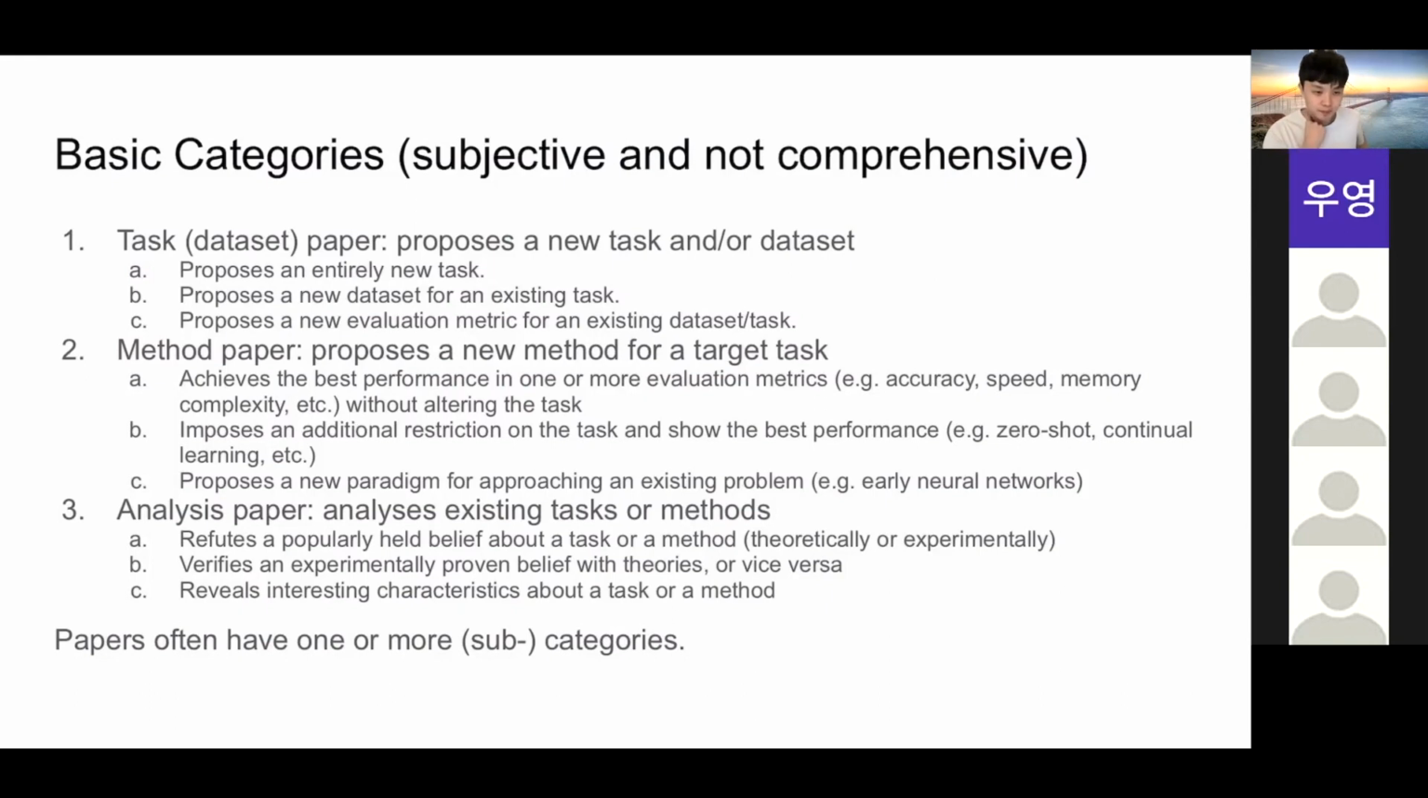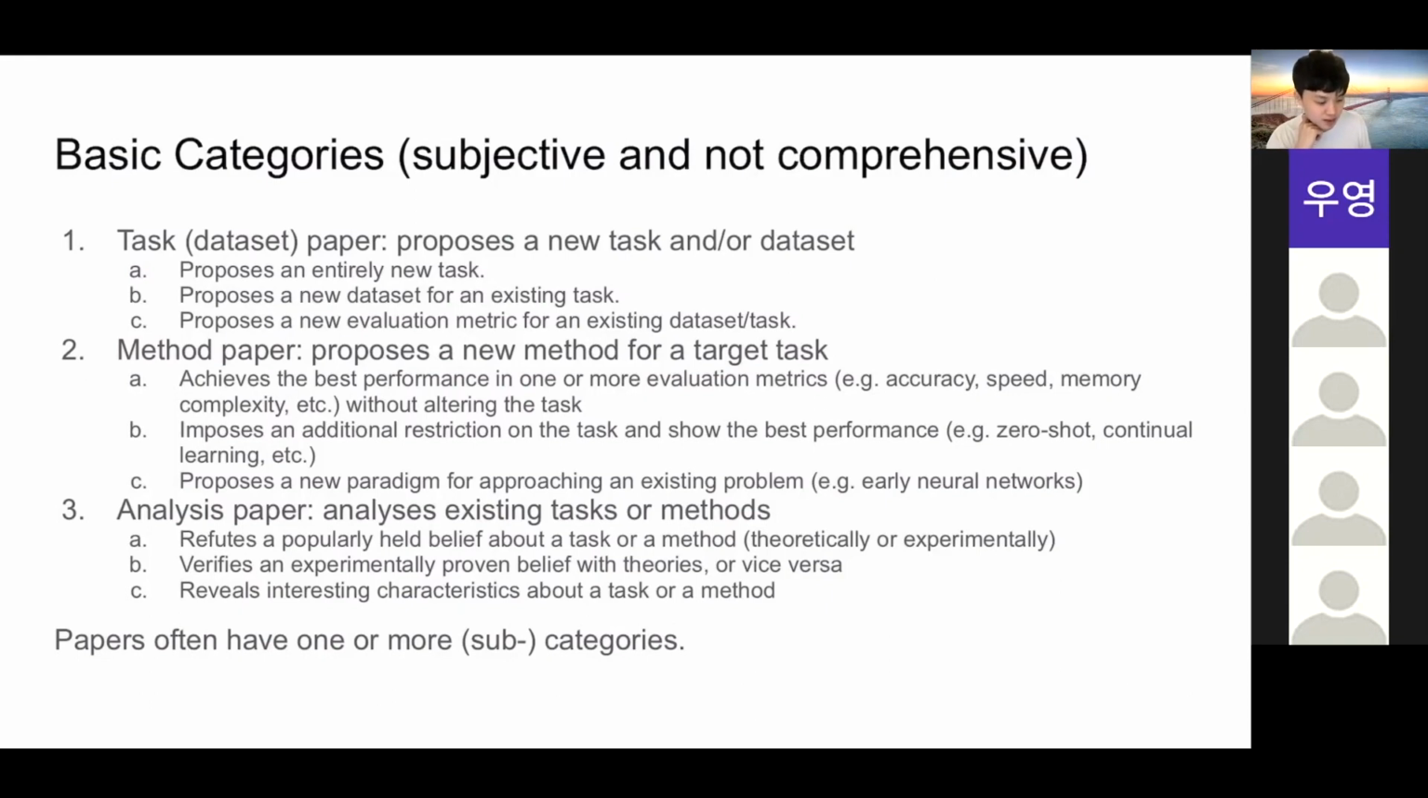So what is a task paper or dataset paper? They propose a new task and/or dataset. In the first case, 1A, it could propose an entirely new task. So for instance, I would say someone probably proposed every task for the first time on some day, right? For instance, machine translation was formally proposed many years ago, like the 1950s or 60s.